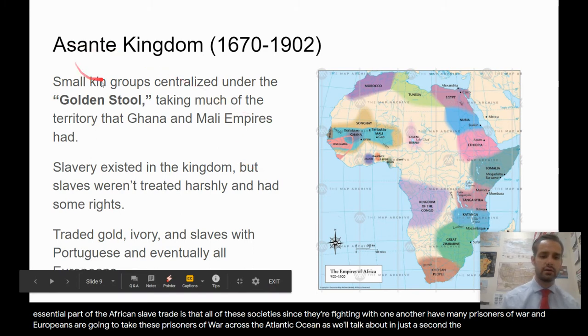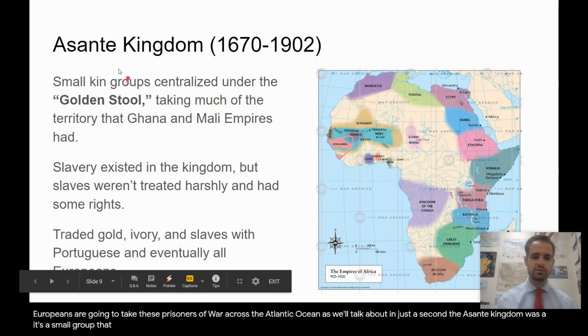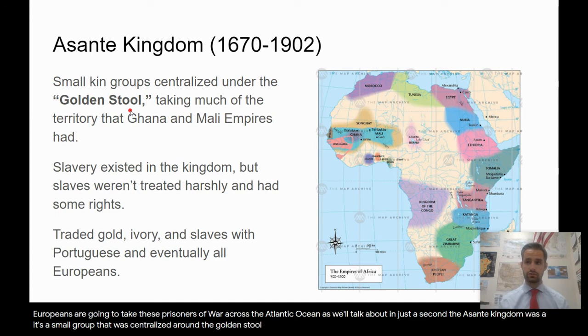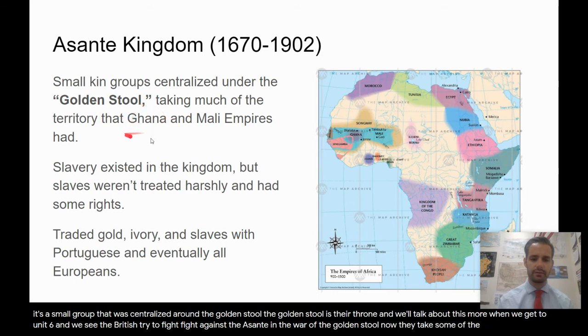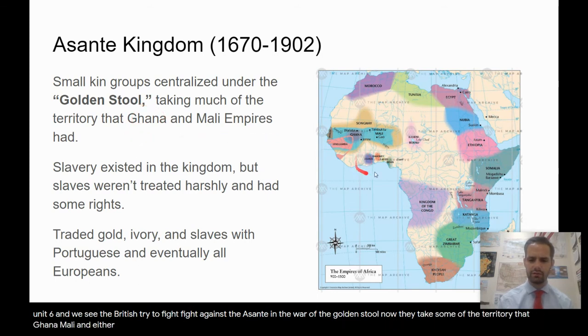The Asante Kingdom was a small group that was centralized around the Golden Stool. The Golden Stool is their throne, and we'll talk about this more when we get to Unit 6 and we see the British try to fight against the Asante in the War of the Golden Stool. Now, they take some of the territory of Ghana, Mali, and even a little bit of the Songhai, so they are right there.